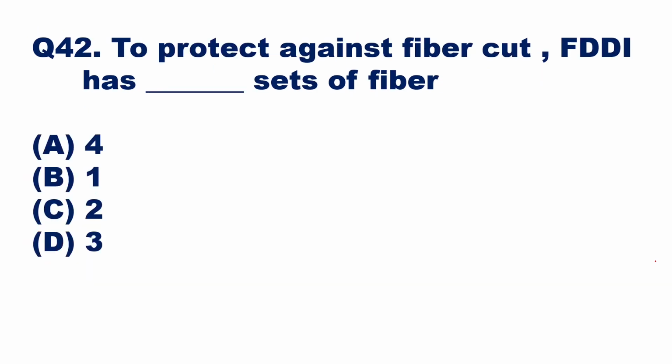Then we'll go to the next question. To protect against fiber cut, FDDI has dash sets of fiber. If you remember about the network built by FDDI, we have two sets of fibers. On one set, the main communication goes on, and if any problem comes on the first set, then the second set of fiber will come into picture. So option C, 2, will be the right answer.